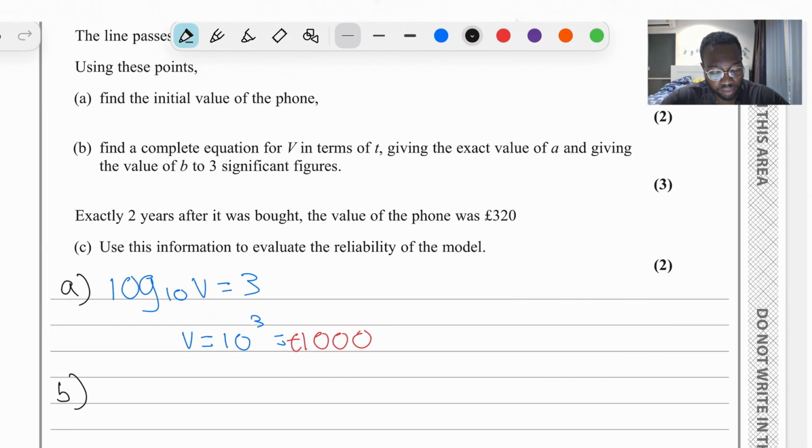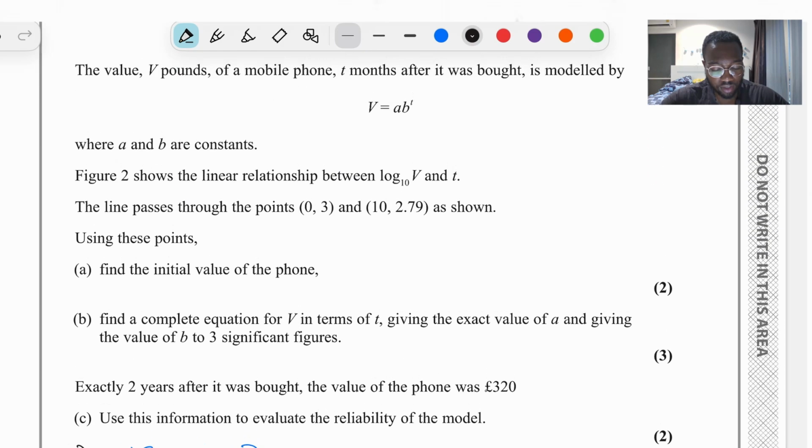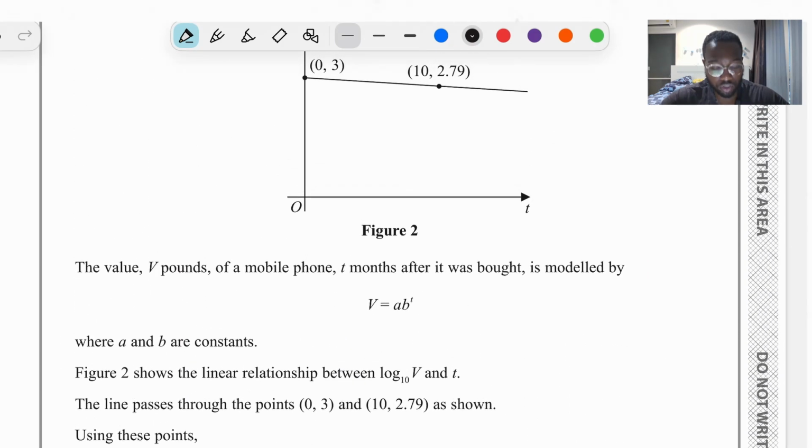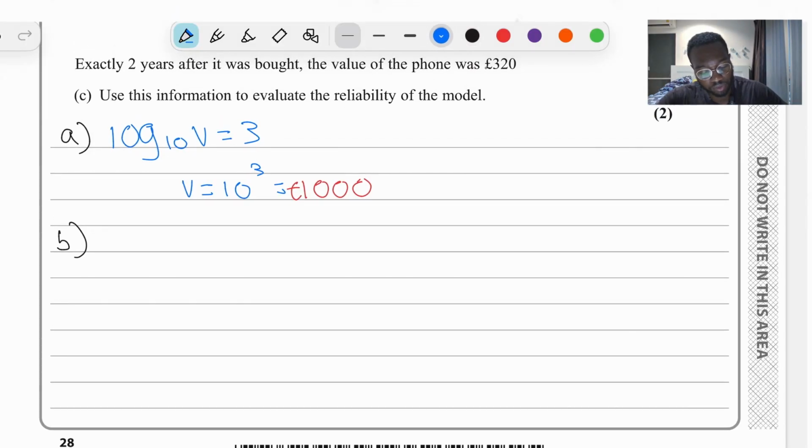Okay, and in part B, we need to find a complete equation for v in terms of t, given the exact value of a and given the value of b to 3 significant figures. So for this one, again, we need to convert everything into logs, okay? So let's convert everything into logs. So if we do that, because we're dealing with log base 10 v, we need to put everything into logs. So log base 10 v is equal to log base 10 of a, b, t.